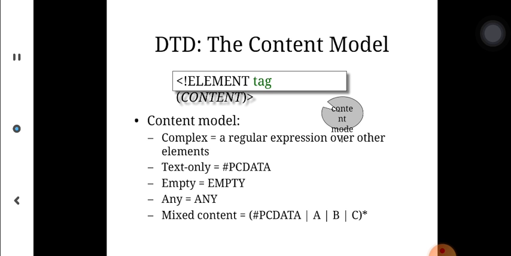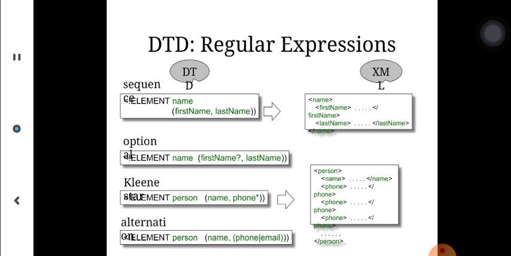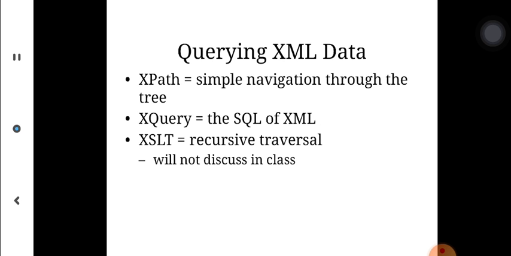Alright, so for DTD, the content model, there is an element tag, and in the content model you have a complex regular expression: text only parsed character data, it can be empty, ANY means any, and asterisk means many, can be repeated, combinations. These are regular expressions. You can see here element, then optional means there's a question mark, and then you have asterisk because it has many. So for each XML you can see the corresponding regular expression and the XML representation.